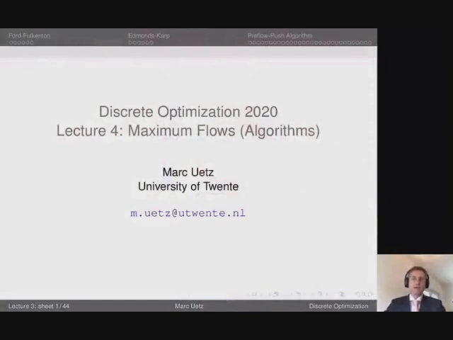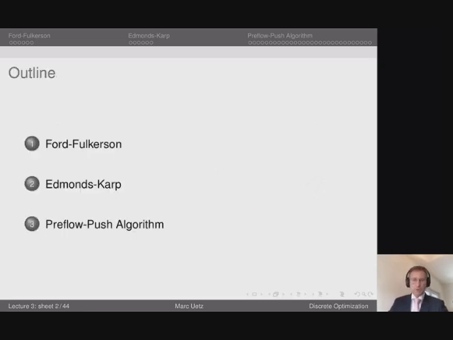All right, this is lecture number 4 for discrete optimization. This is going to be about algorithms for computing maximum flows. In the last lecture, we looked at two different characterizations for maximum flows: by augmenting paths and by minimum cuts. The one by augmenting paths is going to be important also for this algorithmic part. So we're going to look at three, but actually two different algorithms.